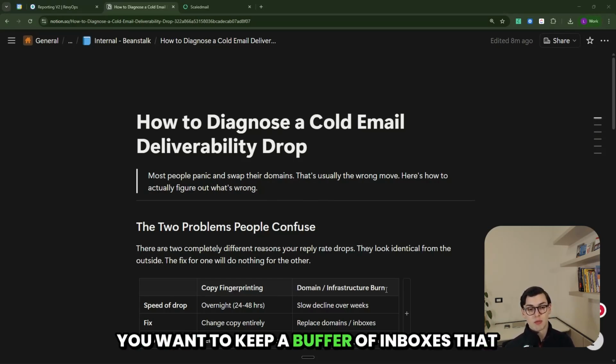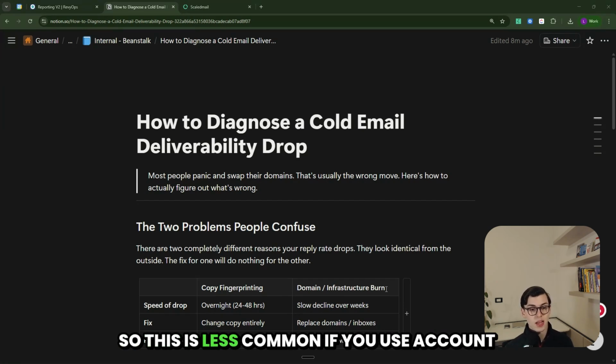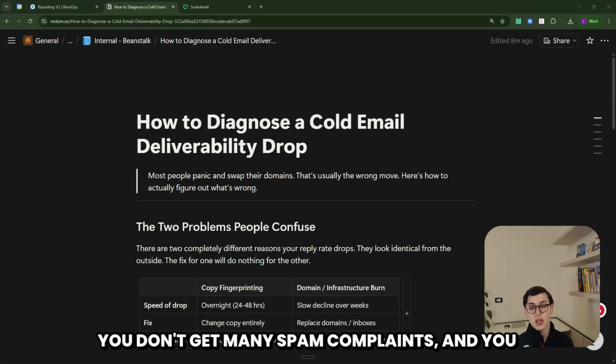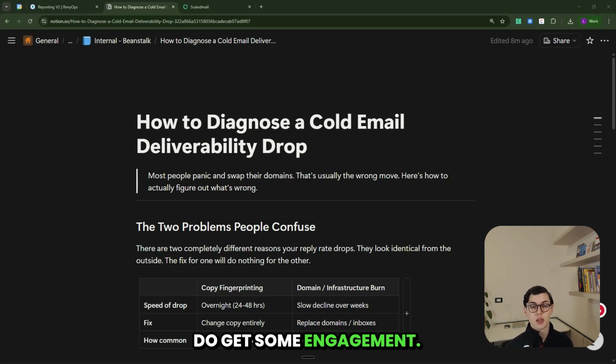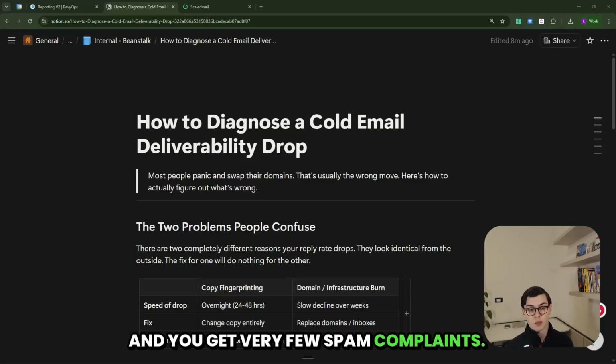You want to keep a buffer of inboxes that you can use at any given time if you encounter these deliverability issues. This is less common if you use account rotation, if you don't max out your inboxes, and you also don't send spammy copy, you don't get many spam complaints, and you do get some engagement. I mean, you do get replies, positive responses, engagement from your campaigns, and very few spam complaints. This is going to happen less frequently.